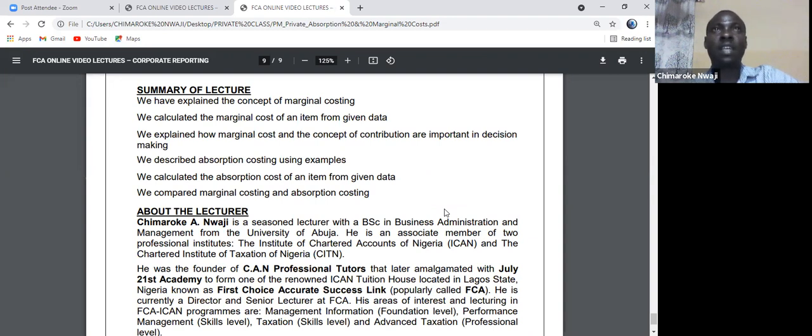Perhaps we'll be seeing how the cost behavior of mixed costs is split into variable cost and fixed cost. We're going to be seeing something like that, and we'll see what other topics we may want to discuss.